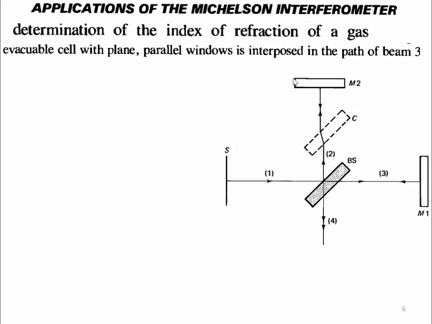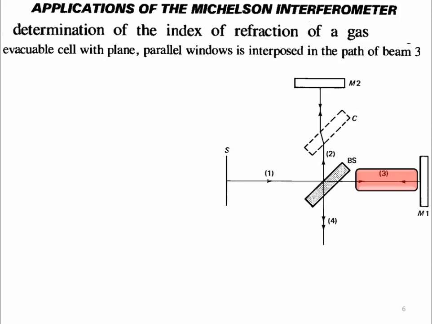Let us see this arrangement. This is your Michelson interferometer. Now suppose in this path 3 we introduce a window which contains the gas whose refractive index we want to measure, and this arrangement is such that we can fill this cell with the gas and also evacuate it during the experiment.